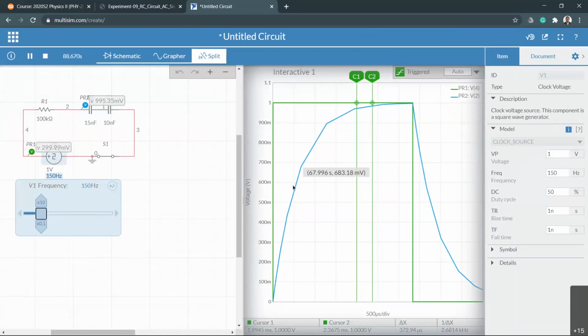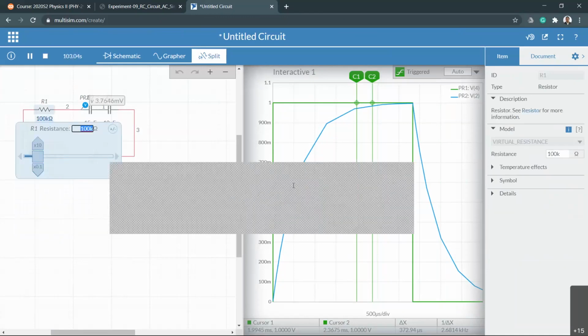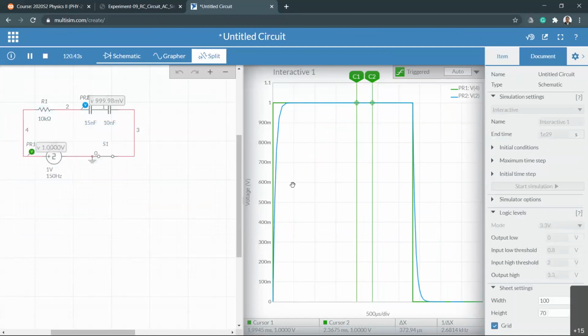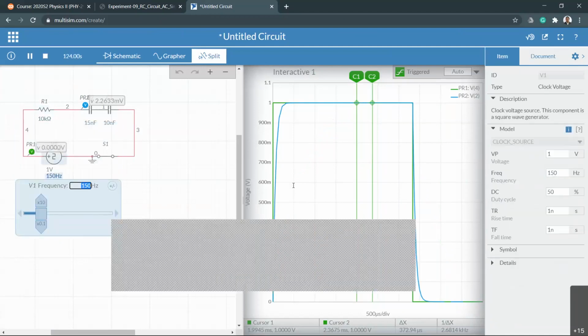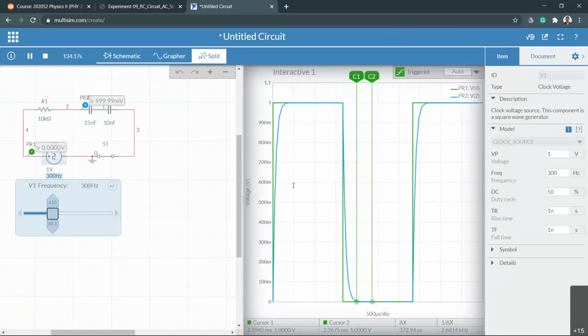Now we are not changing any given numbers. Sorry, one quick thing. We need to change the resistor value into 10 because we calculated by using 10. 10 kilo, okay? Please change that. And then you have to change the frequency value again, okay? Actually, I have to increase the frequency because it's charging and discharging at a much faster rate.